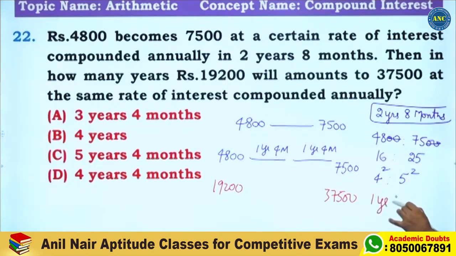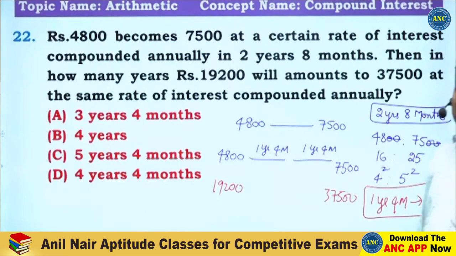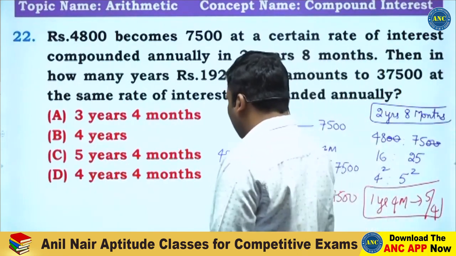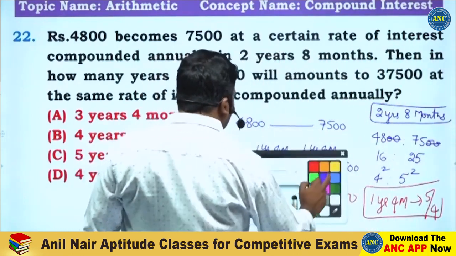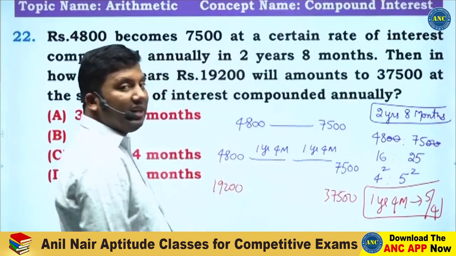37,500. What is the first learning we got? 1 year 4 months, scaling factor will be 5 by 4. Now we have to see how the scaling factor for this is behaving.